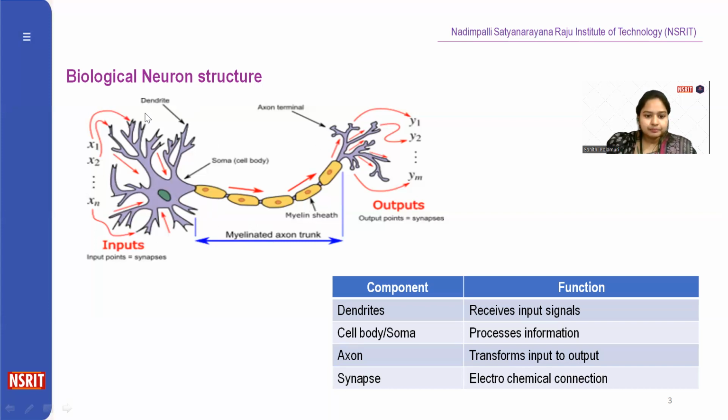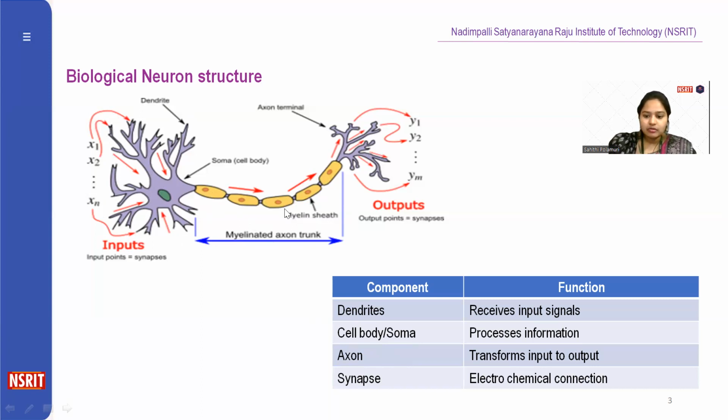Okay, so once again, I'm repeating. In a biological neuron, we have four components: dendrites. Dendrites are nothing but they receive inputs, and after that, in the cell body, the information will get processed.